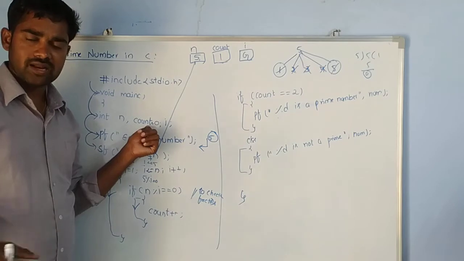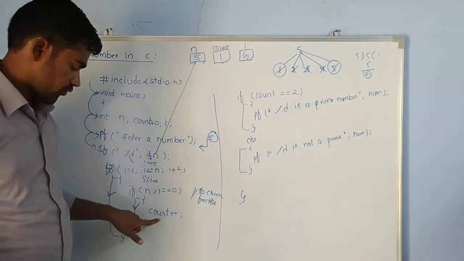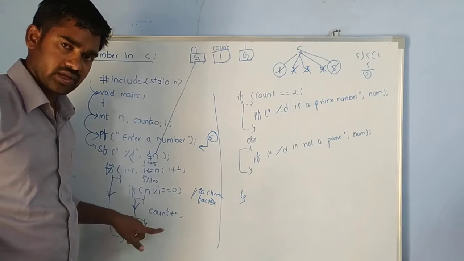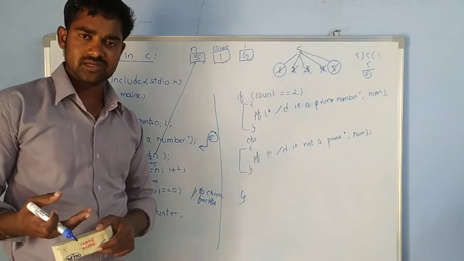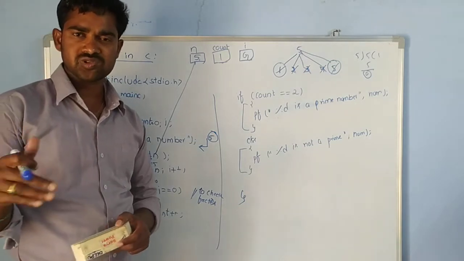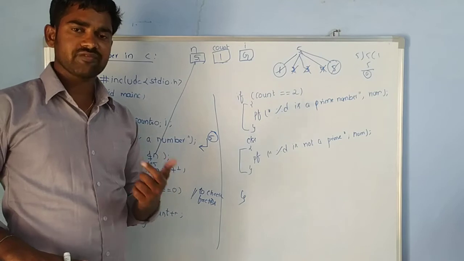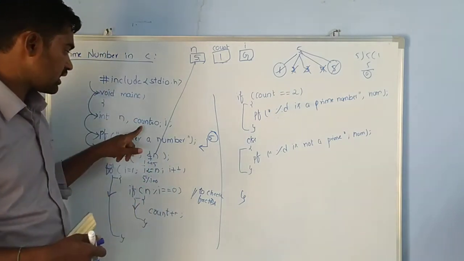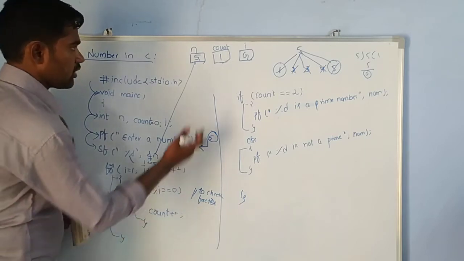Before that, count does not have any proper number. If it has a garbage value and I execute count++, it becomes garbage plus plus, so it is not going to be 1, 2, 3, 4 like that. That's why, to increment and get the correct factor count, we need to initialize count equal to 0. Now count becomes 1.